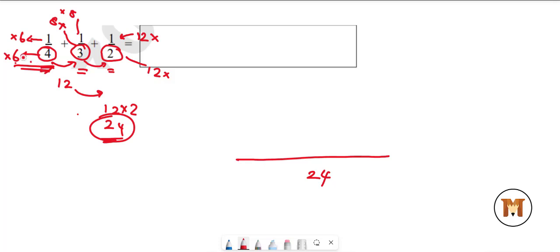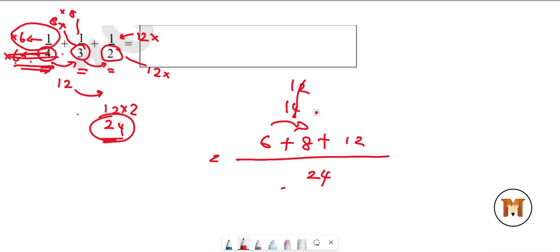So let's see. Now the denominator is 24. Then 6 times 1 is 6, and I'm going to add it. 8 times 1 is 8, and again I add 12 times 1, which is 12. So let's add these together. 6 plus 8 is 14, and I have 12 to be added to that. 14 plus 12 is 26 for the numerator part, and the denominator part is 24.